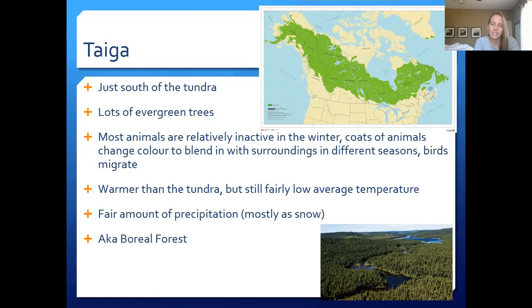Most animals are relatively inactive in the winter in this area, so a lot of them will hibernate, for instance, or migrate out. The coats of the animals also tend to change colors in order to blend with their surroundings in different seasons. So they might be white in the winter and then brown in the summer. It is warmer than the tundra, but still has fairly low average temperature. And it does have more precipitation than the tundra, mostly in the form of snow.